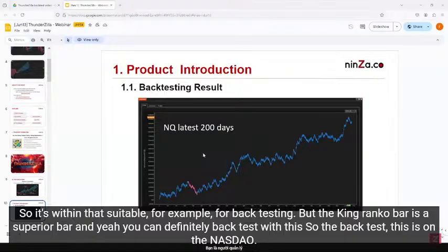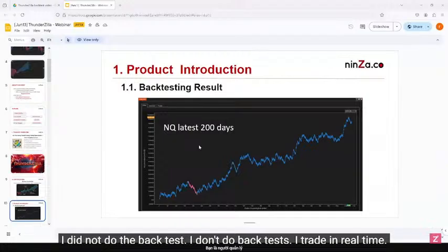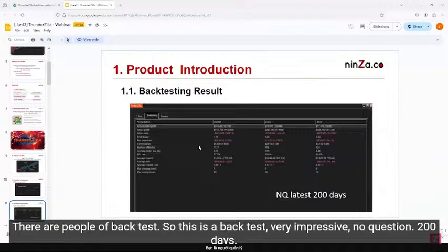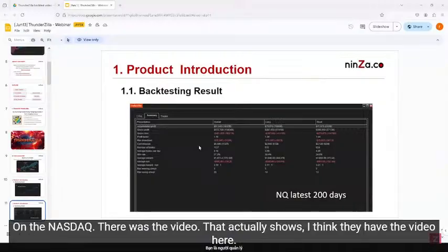So the backtest, this is on the NASDAQ. I did not do the backtest. I don't do backtests. I trade in real time. But there are people who do backtests. So this is a backtest, very impressive, no question. 200 days on the NASDAQ. There is a video that actually shows this, I think I have the video here. Maybe I'll play it toward the end. It has no audio, at least not that I can hear.